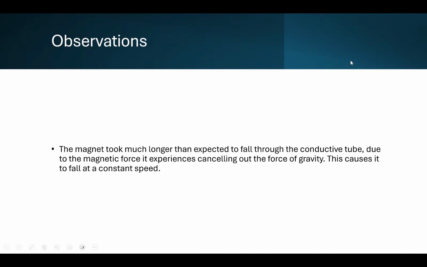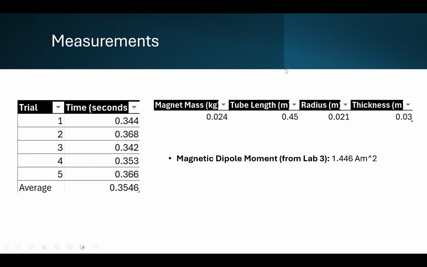The observations were that the magnet took much longer than expected to fall through the conductive tube due to the magnetic force it experiences canceling out the force of gravity. This causes it to fall at a constant speed. And these are the measurements I found.